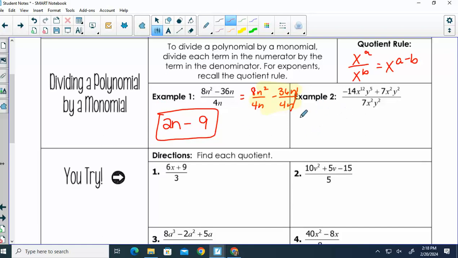So for the second one, you are essentially dividing every single term by the denominator. So we have negative 14, x to the 12th, y to the 5th, divided by 7x squared y squared, plus 7x squared y squared over that. So this step is optional, the rewriting, but it's just showing us exactly what we're doing, each term. So negative 14 divided by 7. Okay, x is 12 minus 2, and y is 5 minus 2.